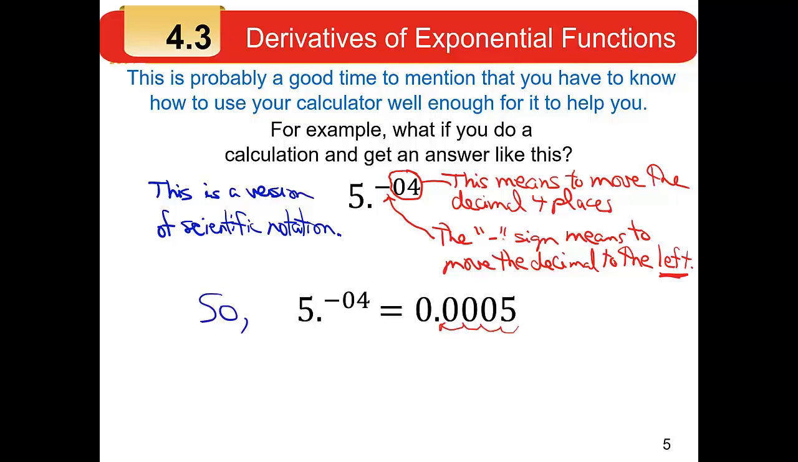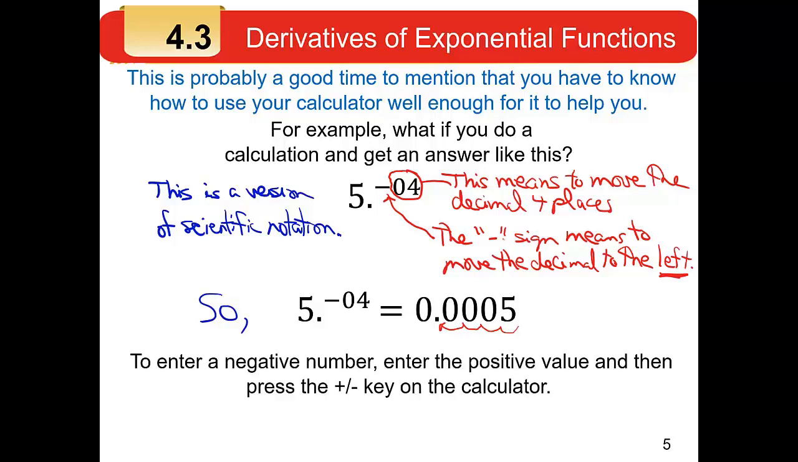So that 5 to the negative 4 power, what that really means when it's written like that, 5 dot, and then you've got negative 04, means to take the decimal place, and you can see it's been counted over 4 places, and it's going to the left because of the negative sign. If it were a positive 04, it would go 4 places to the right. Simple, but if you don't know what it is, you don't know what to do. So make sure you know how to deal with those.